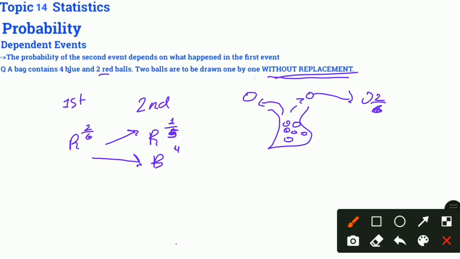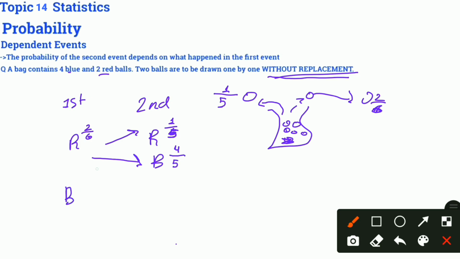After taking out the first ball, we decide to take the second ball as well. What is the probability of taking the red ball in the second attempt? It's going to be 1 because there is 1 remaining red ball, and 5 because there are a total of 5 balls now. So 2 upon 6, and then the second one 1 upon 5. What is the probability of taking the blue ball? It's going to be 4 upon 5.